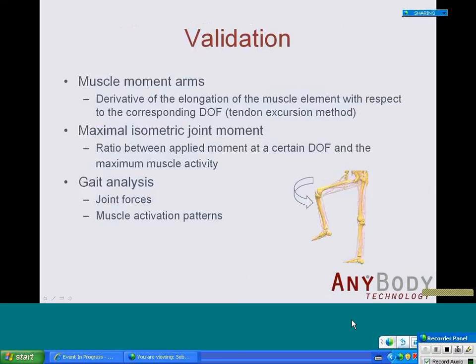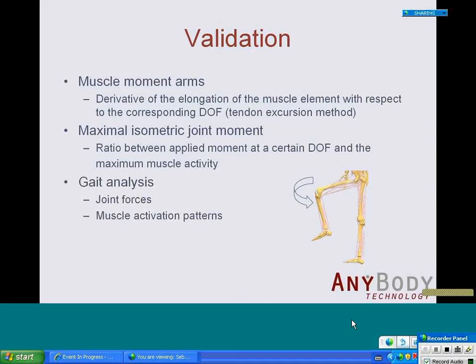So after implementing, of course, all these musculoskeletal details, we want to do some validation to make sure that we not only draw nice pictures, but we also have some physical meaning behind this. So this validation was done in a three-step procedure. First of all, the basic and most important one, I think, was to validate the muscle moment arms, so individual muscle moment arms. This is done with the tendon excursion method. And basically it means that the derivative of the elongation of the muscle element was taken with respect to the corresponding degree of freedom. So with this method, you can analyze each muscle and its elongation with respect to the degree of freedom.